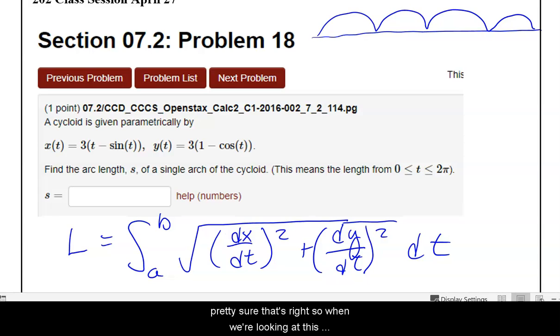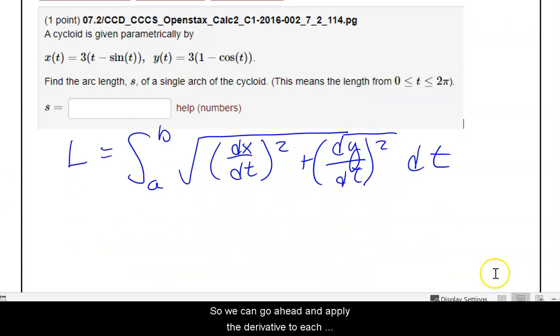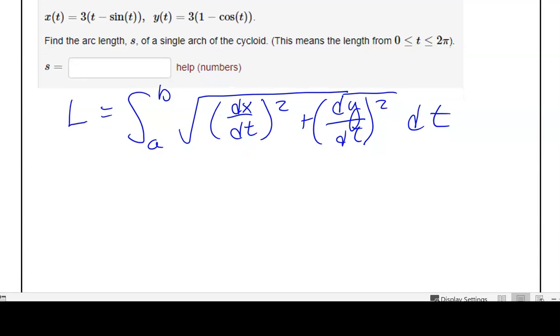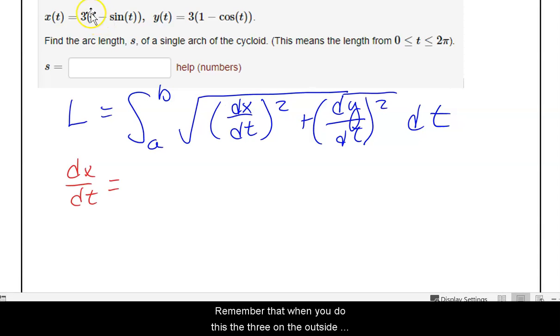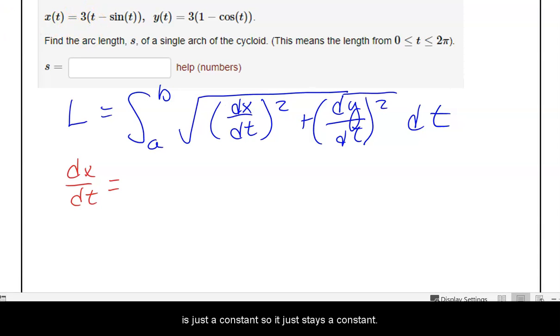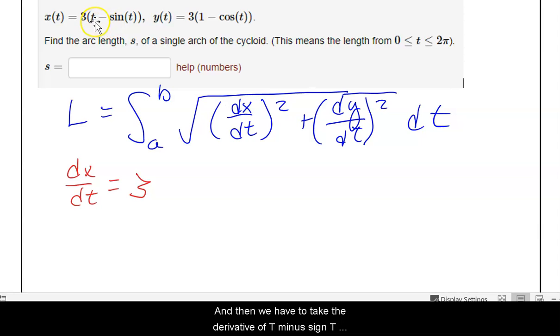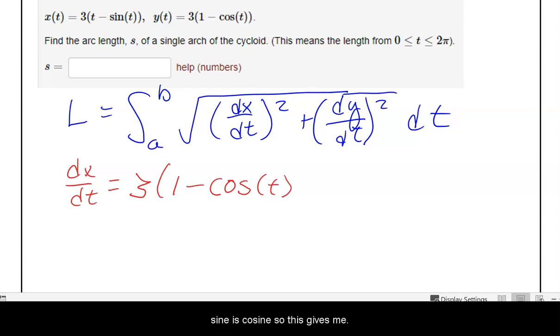So when we're looking at this, we need to find dx/dt and dy/dt and then square them individually. Here are our formulas for x and for y, so we can go ahead and apply the derivative to each one of those with respect to t. I'm going to do x first. For dx/dt, the 3 on the outside is just a constant, so it stays. Then we take the derivative of t minus sine t. The derivative of t is just 1, and the derivative of sine is cosine. So this gives me 3 times the quantity 1 minus cosine t.